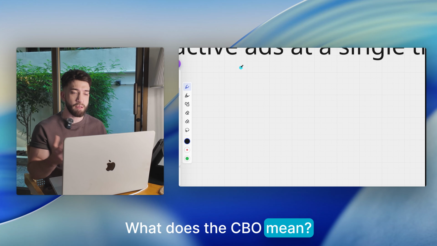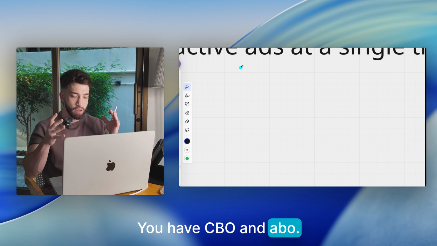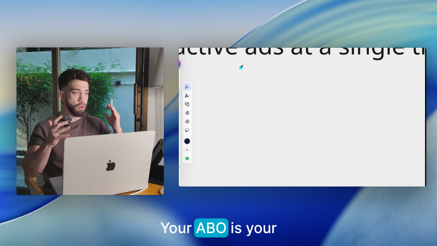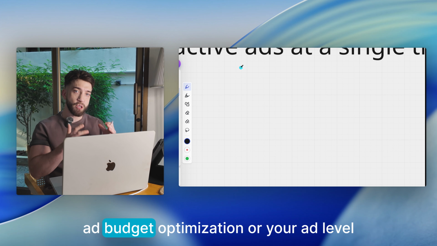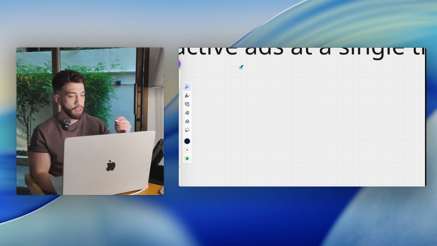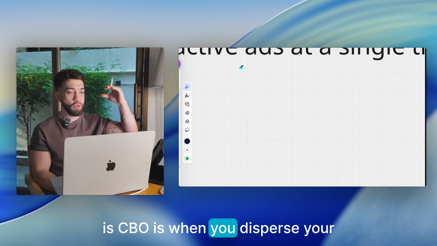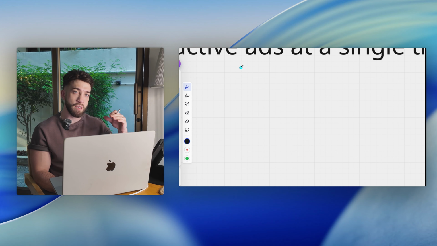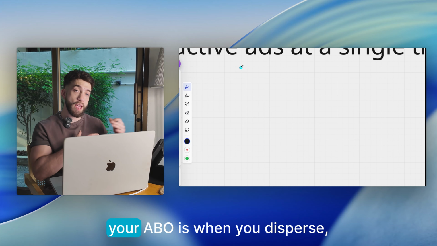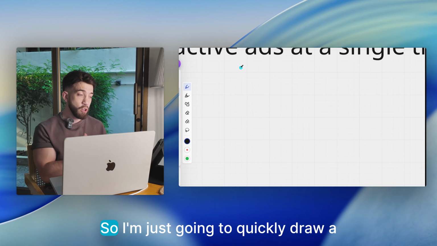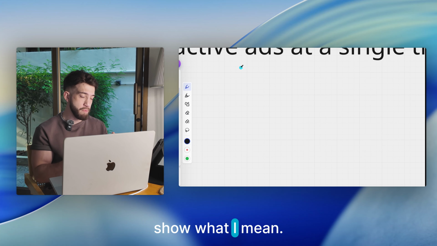What does a CBO mean? You have CBO and ABO. CBO is campaign budget optimization. ABO is ad budget optimization, or ad level budget optimization. What that actually means is CBO is when you disperse your advertising budget at the campaign level. In contrast, ABO is when you control your budget at the ad set level. So I'm just going to quickly draw a diagram to show what I mean, right?